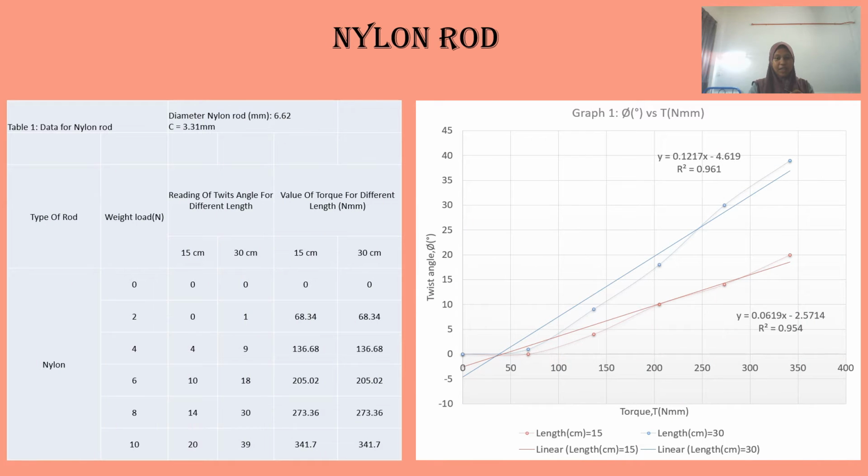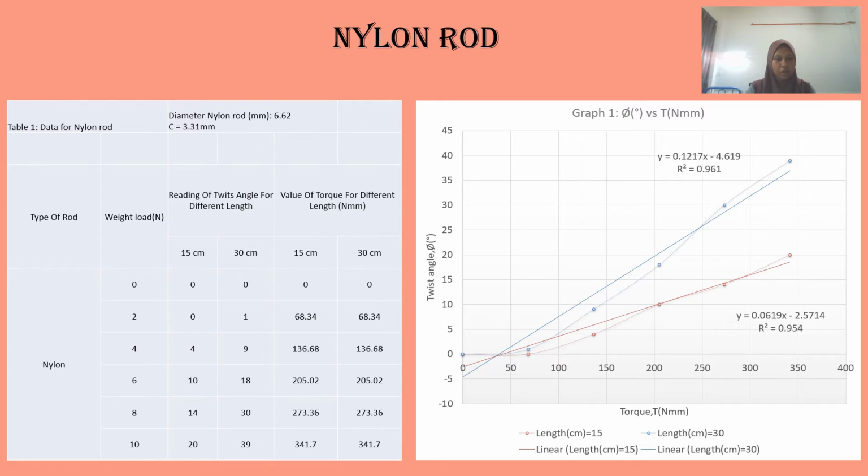So firstly, this is the table and the graph for the nylon rod. From the table you can see all the data that we got from our experiment last week. We measured the diameter of the nylon rod, which is 6.62 millimeter, and C equals 3.31 millimeter. C we use to calculate the moment of inertia after this.